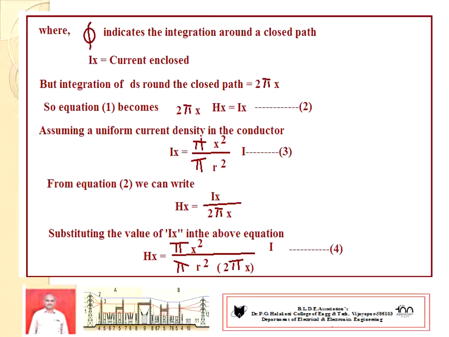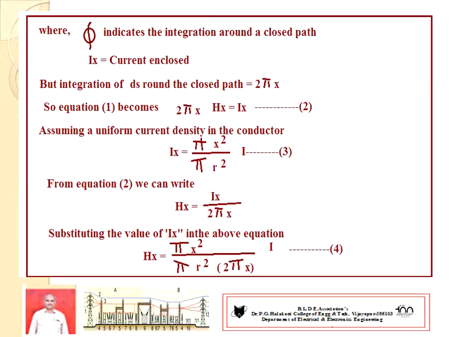Give the equation number 2. Assuming uniform current density in the conductor, Ix should be equal to πx² over πr² into I, where your flux element exists at a distance x from the center, and the complete radius is r.